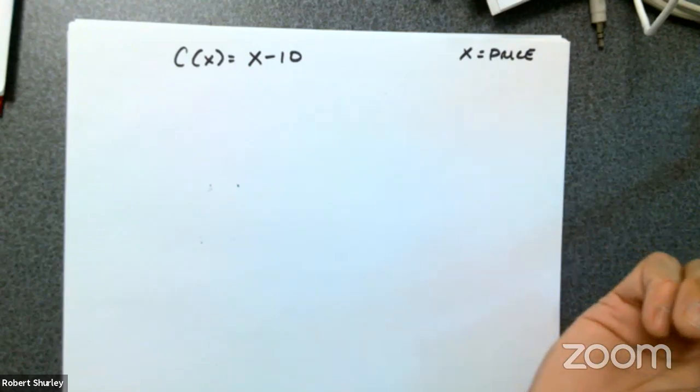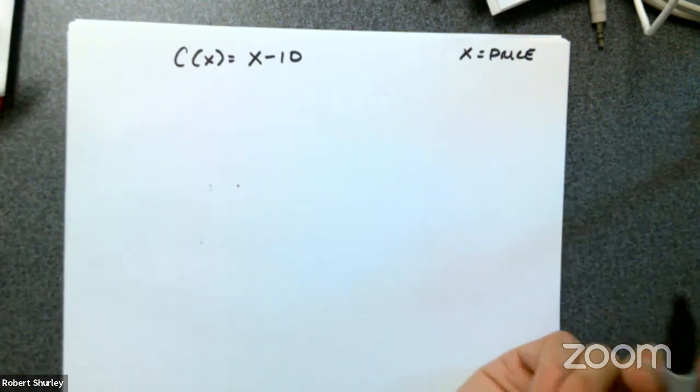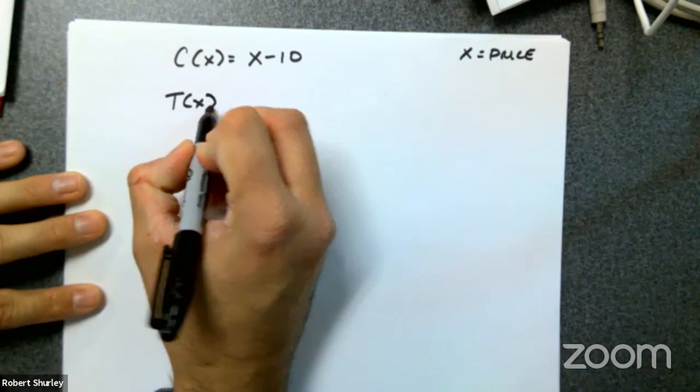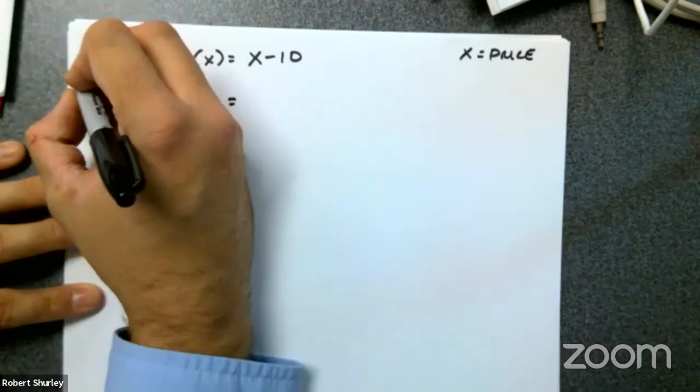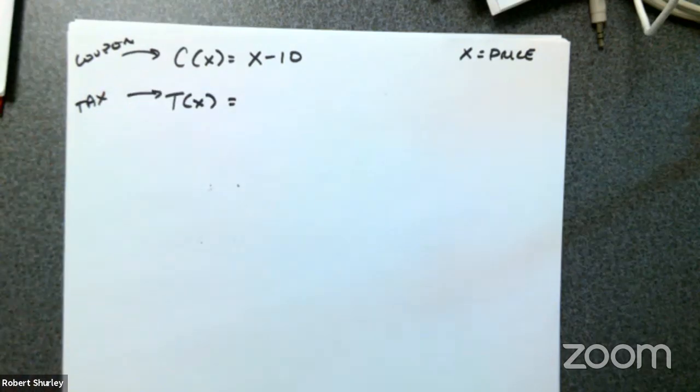Now, of course, if you go to a store and you purchase anything, you're going to have to pay sales tax, right? So we'll do T of X for sales tax. So we've got coupon, and we've got tax, okay? And I'm not sure what it is in Mountain Home.